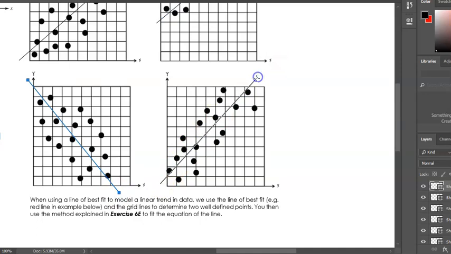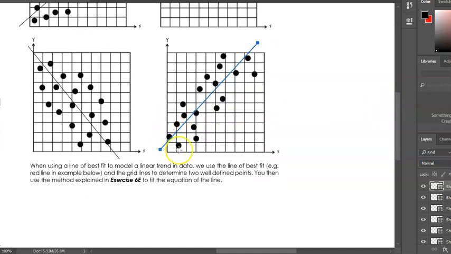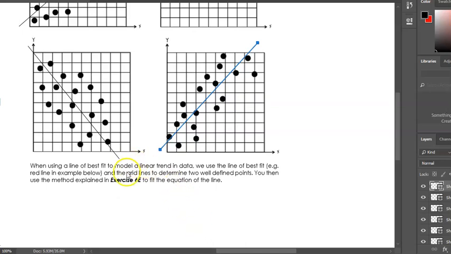It's not too tricky. But when we do our line of best fit for the next example that we'll see in part 2, we just have to be careful as to where this line goes in regards to these little grid spots. So when you're using the line of best fit to model a linear trend in data, we use the line of best fit, for example the red line in the example below, which will be in the next video, and the grid lines to determine 2 well-defined points. You then use the method explained in exercise 6E to fit the equation of the line. I'll leave it there. You're going to watch the next part in order to see this example.